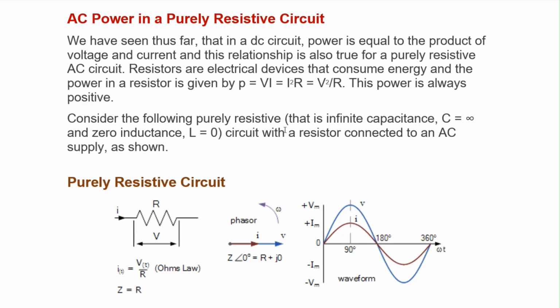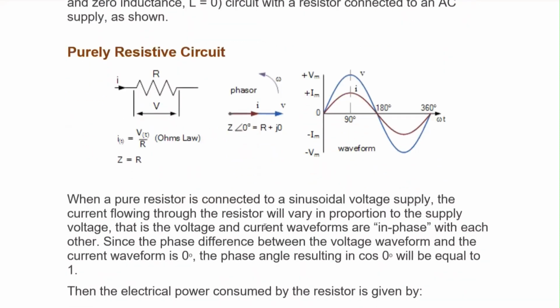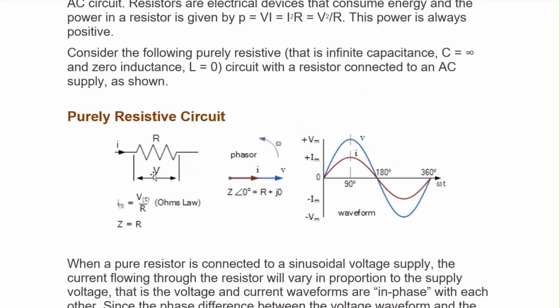So, we have already discussed in part 5 the power in the different types of electrical circuits, including the purely resistive circuit, purely inductive circuit, and purely capacitive circuit. Here also, a few more things were left that we didn't discuss, so they are to be discussed.